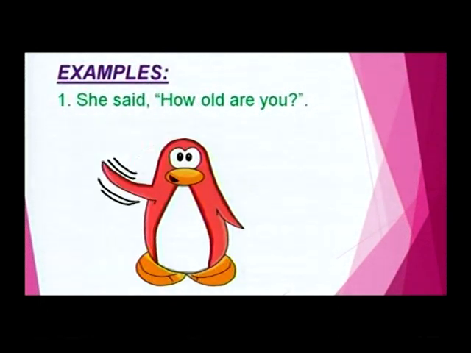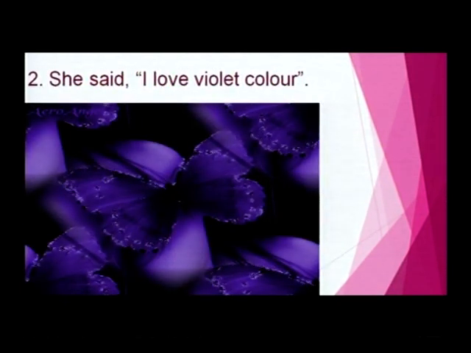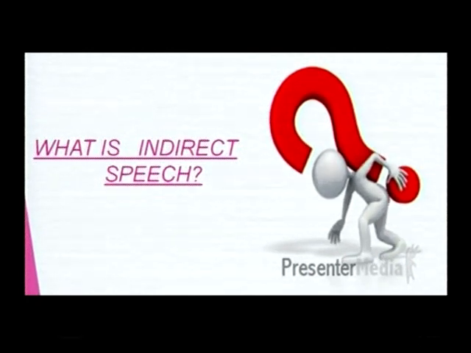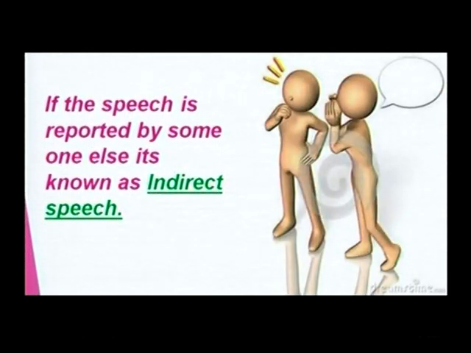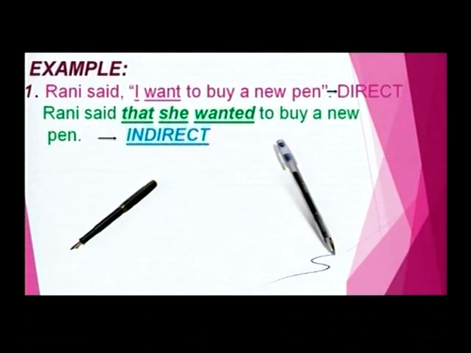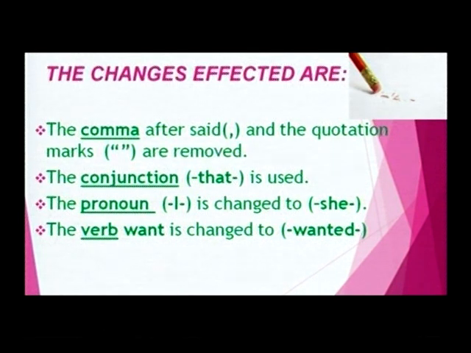The example: she said, how old are you? And she said, I love violet color. Some examples of direct speech. And indirect speech, if the speech is reported by someone else, it's known as indirect speech. Its characteristics, and one of the examples for clear understanding.